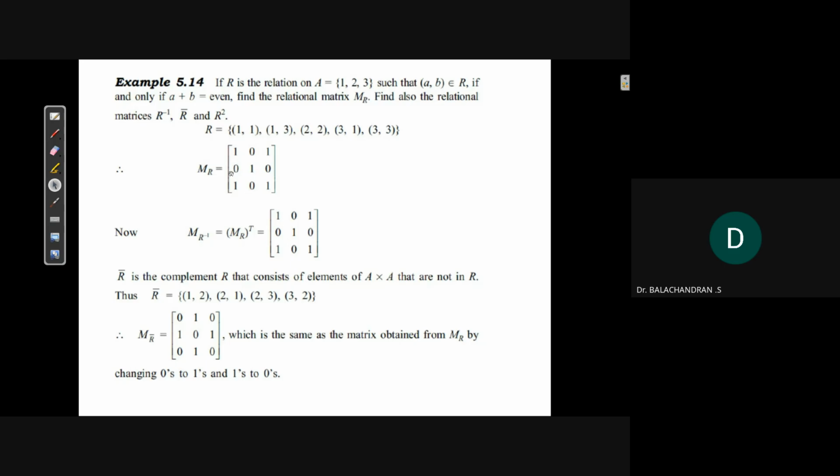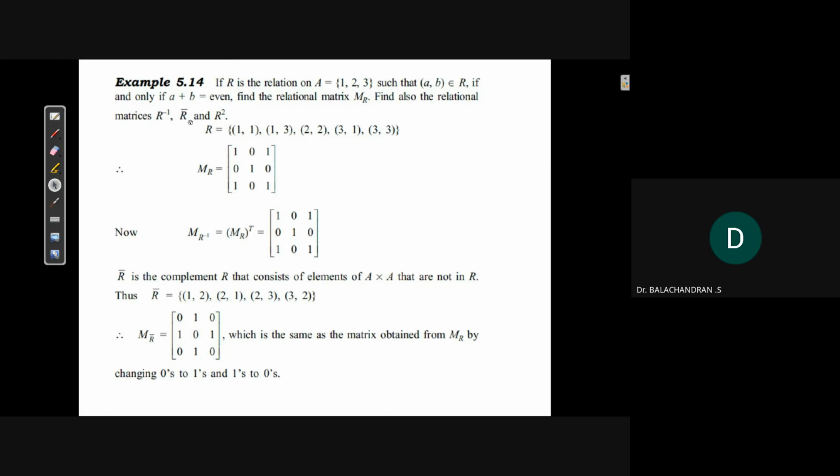1 0 1, 1 0 1, 0 1 0, 0 1 0, 1 0 1. So then what is R bar here? R bar is the same as R. You can check it. The positions are (1,1), (1,3), (2,2), (3,1), (3,3), because MR and MR transpose are the same. So R and R inverse are the same.